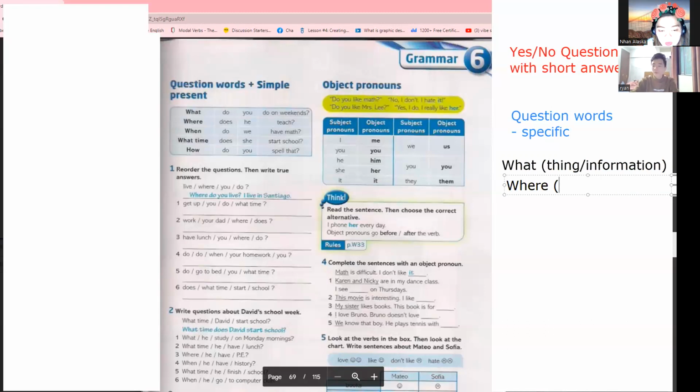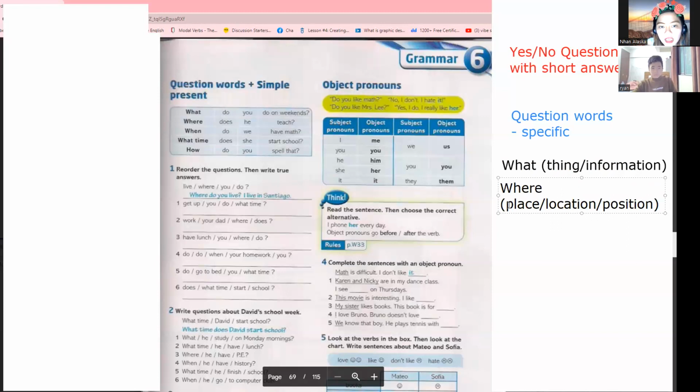Where is used for places. So we use where if we are asking for a certain place, or places, location, or even a certain possession. That's why we have the example, where does he teach?